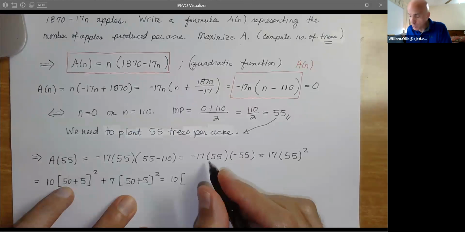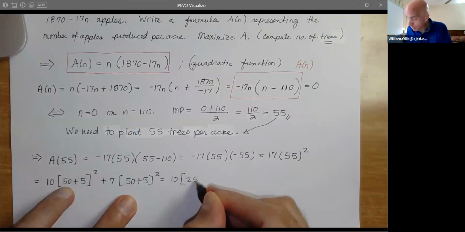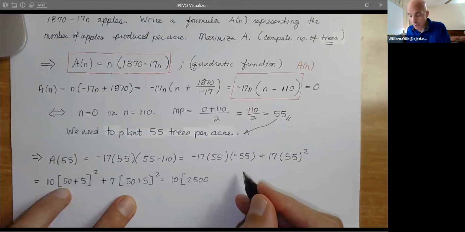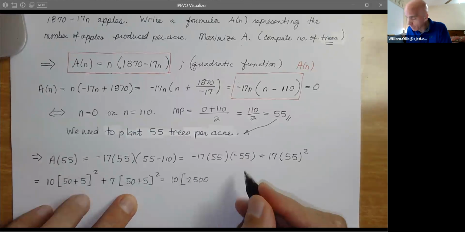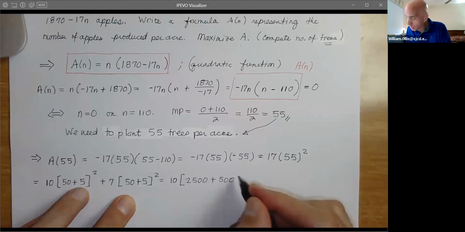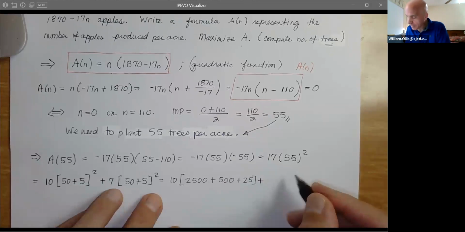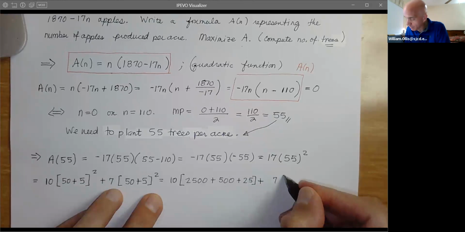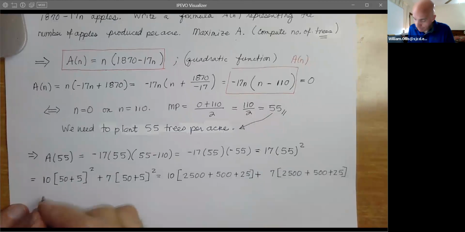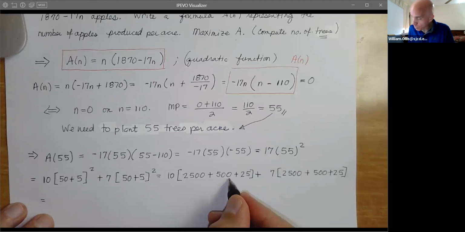So we've got what, 50 squared, that's easy, that's 2,500. And then we have 5 times 50, that's 250, times 2 is 500. So we write it out so the numbers are easy. And then of course, 5 squared is 25. So now do the same thing here, just be a court reporter. We have 7, so we have 2,500 plus 500 plus 25. So now we can go ahead and combine the terms. We know what they are.